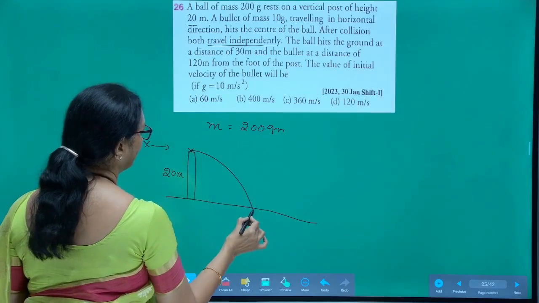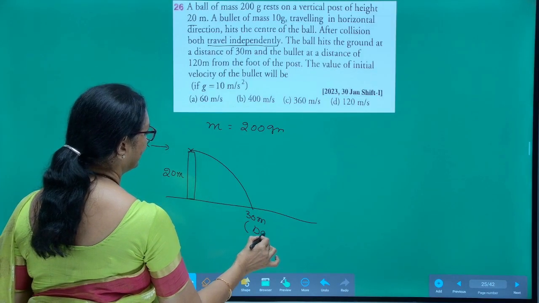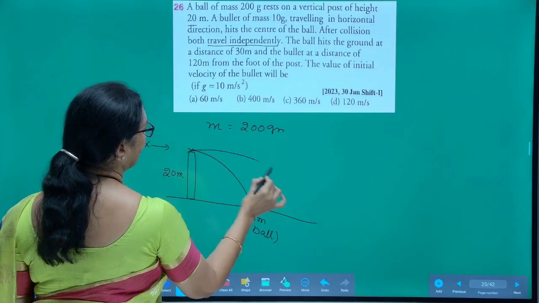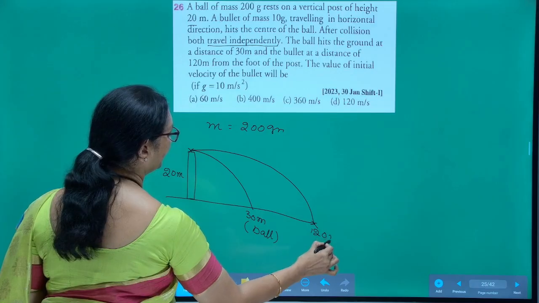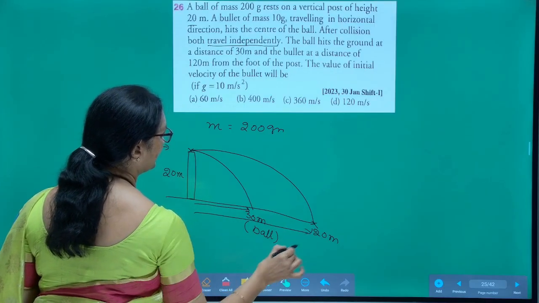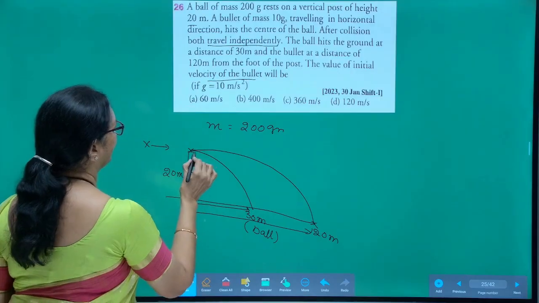Ball hits the ground at 30 meters and the bullet hits the ground at 120 meters from the foot of the tower. This distance is 30 and this distance is 120. Value of initial velocity of the bullet.